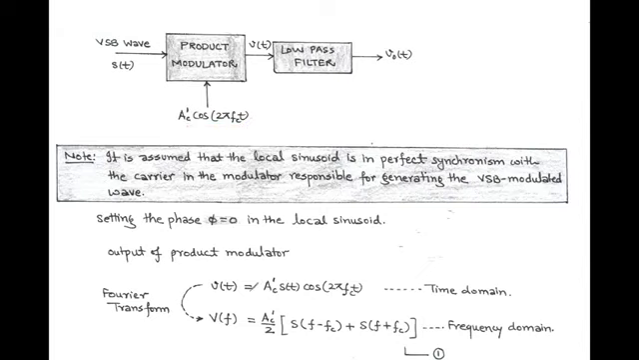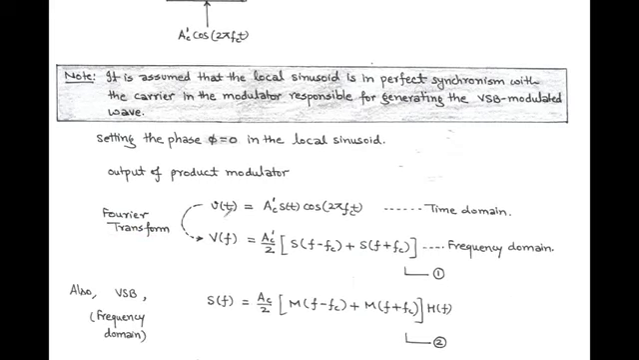For our simplicity, we take a frequency domain equation. For this, we take a Fourier transform of v(t), and the frequency version of this equation is V(f) equals Ac' upon 2 within bracket S(f minus fc) plus S(f plus fc), which is obtained by using the frequency shifting property of Fourier transform.